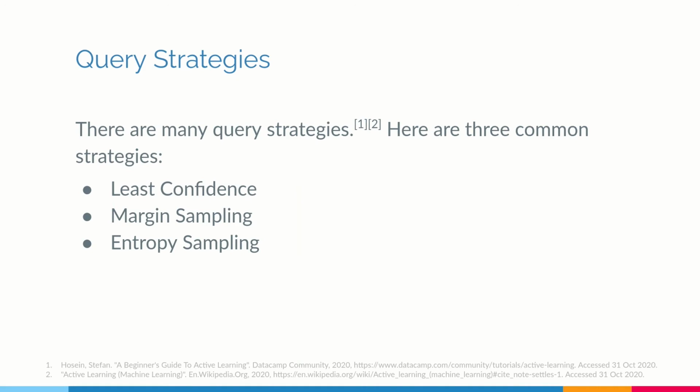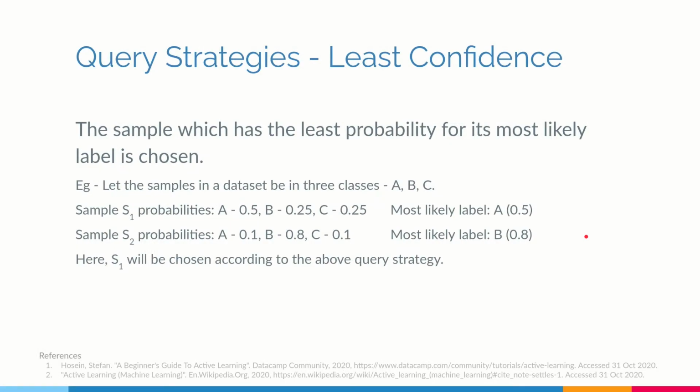There are three main strategies that are used: the least confidence strategy, the margin sampling, and the entropy sampling. So now when we look at these three strategies, the least confidence strategy, for example, you look at the sample for which the most likely label has lowest probability.